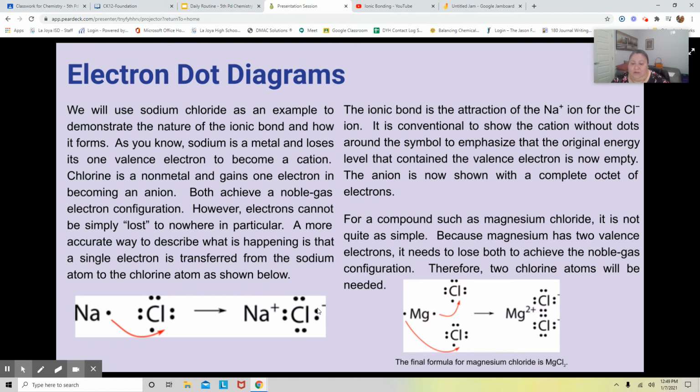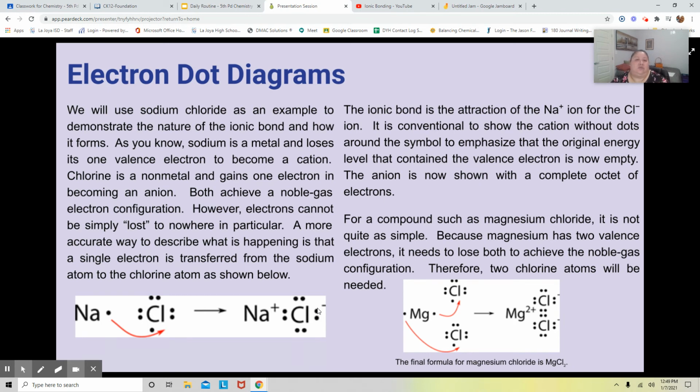For a compound, you have a second example. You're talking about, in this example, magnesium chloride. It's not quite as simple as it is for sodium chloride. Why? Because magnesium has 2 valence electrons, right? It's part of that group 2 alkaline earth metal. So you're going to have to bring in a second chlorine, right?